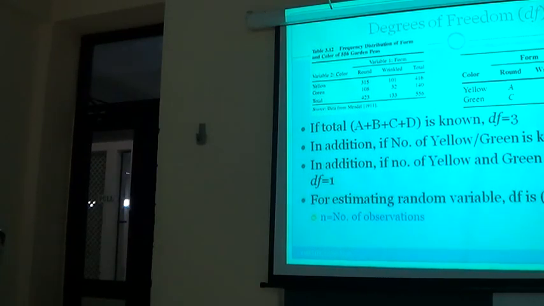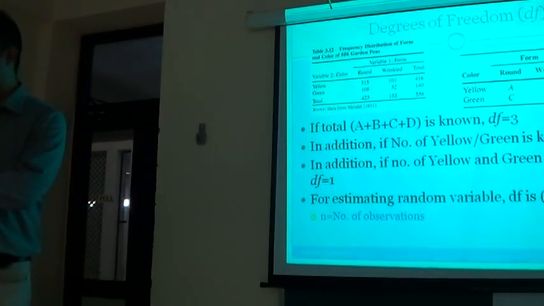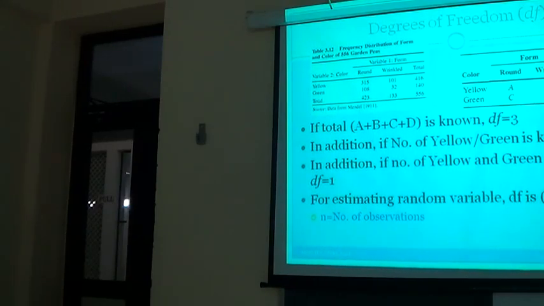So if you want to know the proof of it, this is how it is. If you know round, wrinkled, the horizontal total I'm writing here, and these are the vertical totals. So if the whole is known, the degree of freedom is 3, because you can calculate whatever is missing, since you know the total is 556. And if the total is known, only 3 are supposed to vary. So if I know 315, 101, 108, I can easily calculate the last by subtracting from the total.